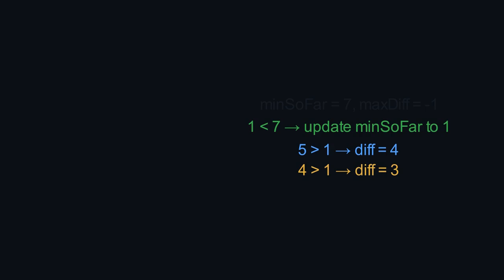We've processed all elements. After iterating through the entire array, our maxdiff variable holds 4. This is the correct answer, as the pair 1, 5 yields the largest valid difference. 5 minus 1 is equal to 4.